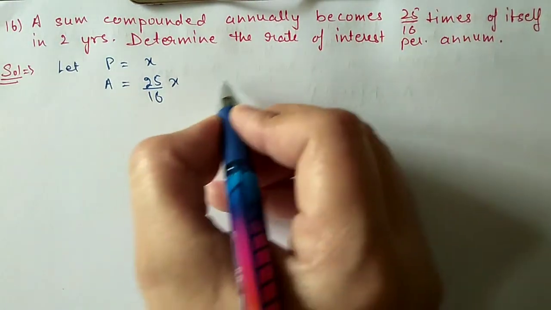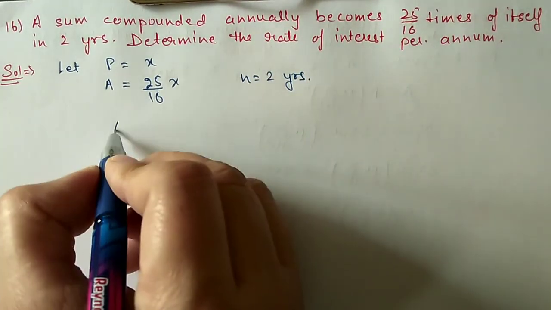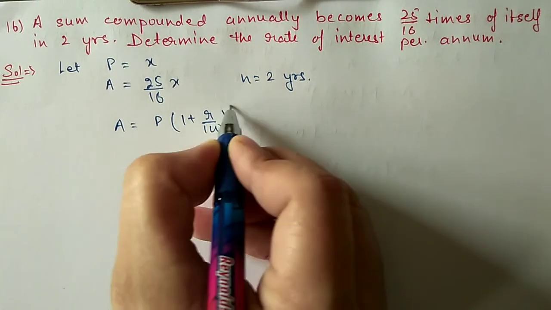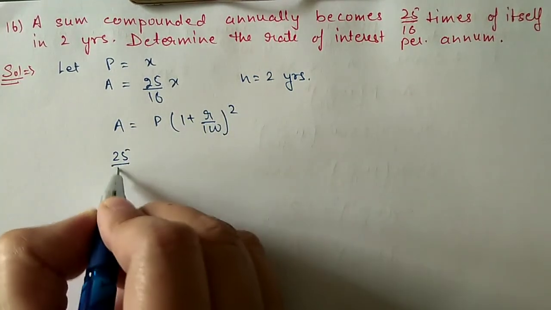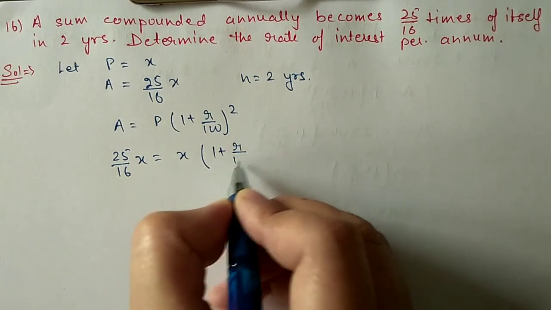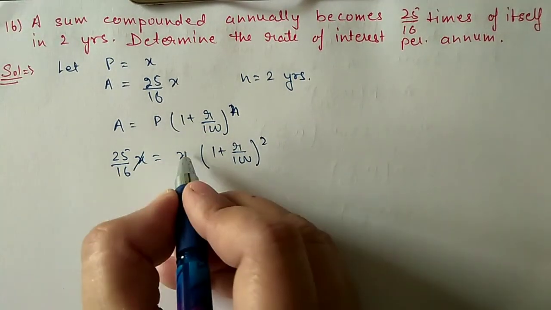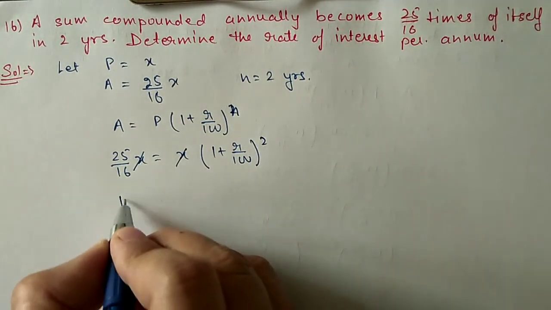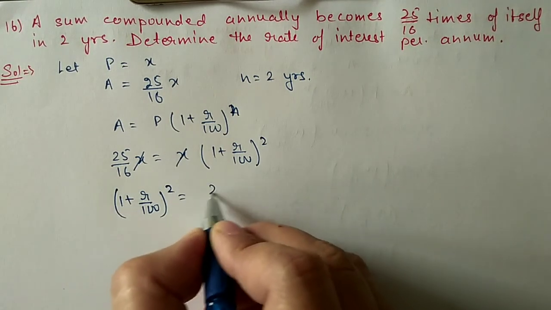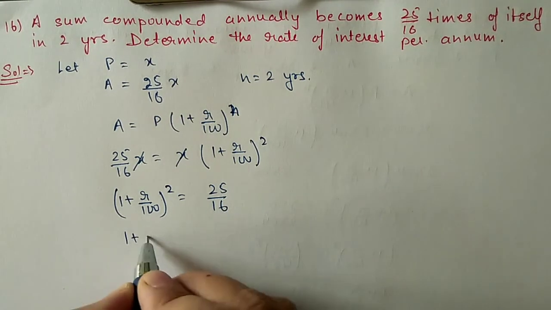Now time is given as 2 years. We'll substitute in the formula. Amount is equal to p into 1 plus r by 100 to the power 2. Amount 25 by 16x is equal to x into 1 plus r by 100 to the power 2. Now x and x we can cancel from both sides. We have 1 plus r by 100 to the power 2 is equal to 25 by 16, which we can write as 5 by 4 whole square.